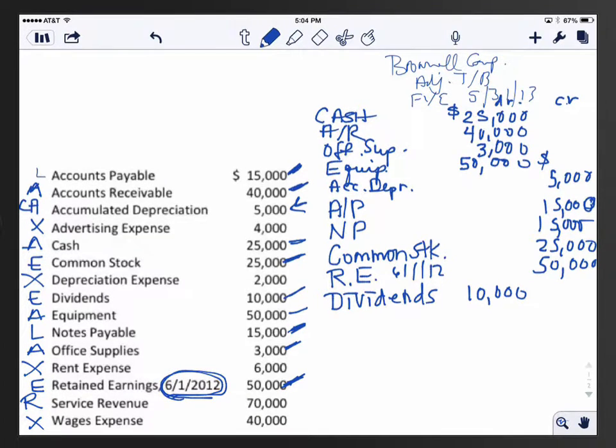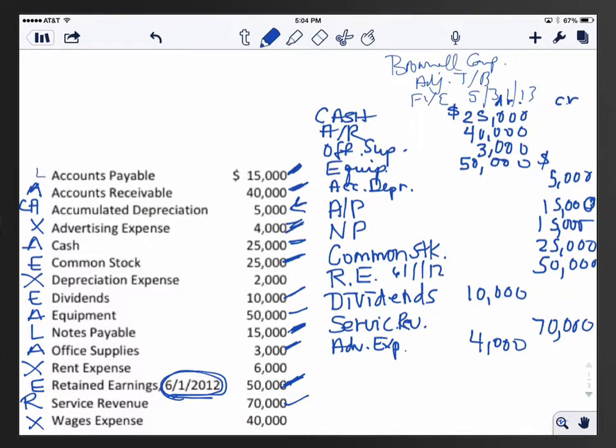So it looks like everything we have left now is either a revenue or an expense. So let's get our revenue. We've only got one revenue account here, service revenue. And it is $70,000. Revenue increases equity, so it normally has a credit balance. And then we've got some expenses. We've got advertising expense. Expenses decrease equity, they decrease net income, they decrease retained earnings, therefore their normal balance is going to be a debit. This one is $4,000.